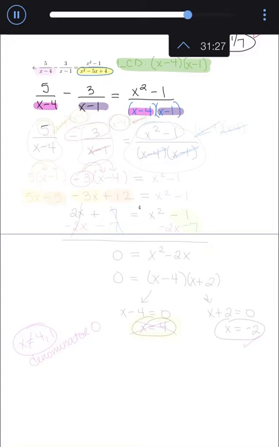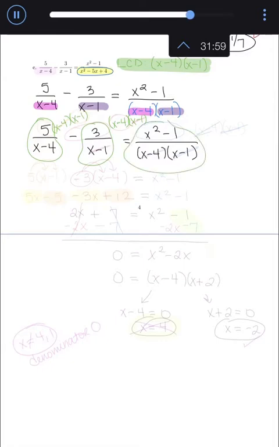So let's go ahead and do that. So we had our 5 over x minus 4, our minus 3 over x minus 1 equals our x squared minus 1 over x minus 4, x minus 1. And again, we're going to multiply each and every piece by both of those, an x minus 4 and an x minus 1. So there's your first piece that's getting multiplied by that. Your second piece is also going to get multiplied by an x minus 4 and an x minus 1. And don't forget the big piece on the other side that's also going to get multiplied by an x minus 4 and an x minus 1. Okay, let's see what happens.